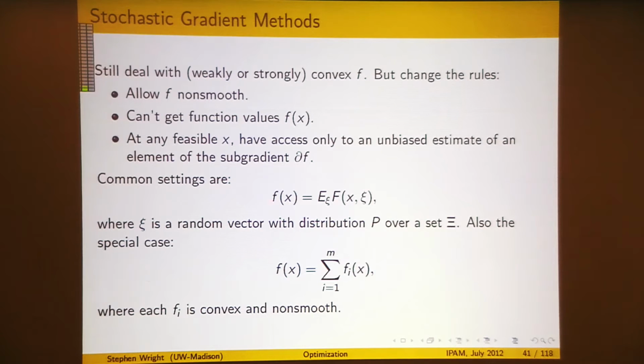In other words, suppose the function that you're minimizing is the expectation of another function that depends not only on x, the set of parameters, but also on the random variable.